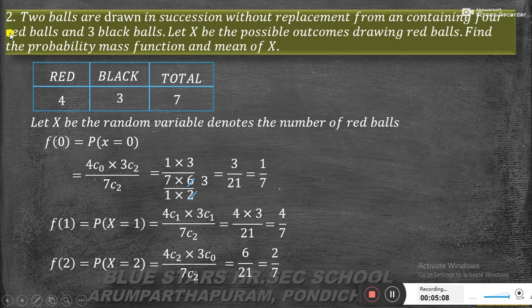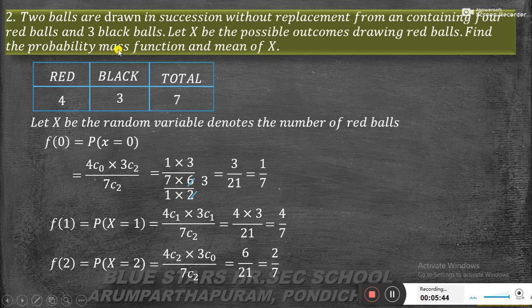You see here, 2 balls are drawn. We take the 2 balls in succession without replacement, because we take 1 ball first, and after that another ball, with no replacement of any ball. The bag contains 4 red balls and 3 black balls, totally 7 balls. Let x be the number of red balls drawn. X represents the drawing of the red ball.